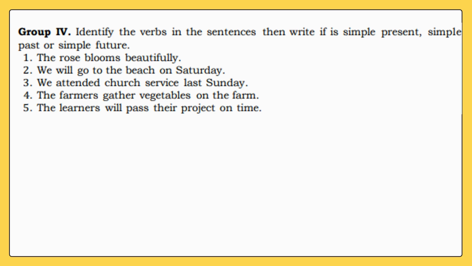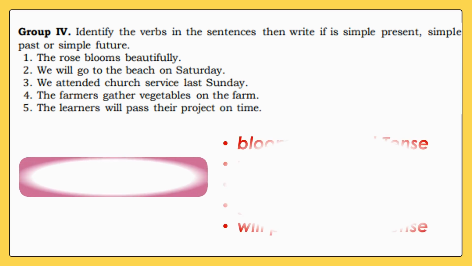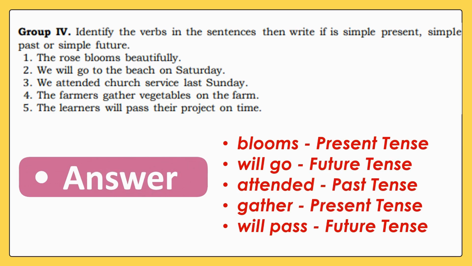Number 4, the farmers gather vegetables on the farm. And number 5, the learners will pass their project on time. And here are the answers. Number 1, present tense. Number 2, future tense. Number 3, past tense. Number 4, present tense. And number 5, future tense.